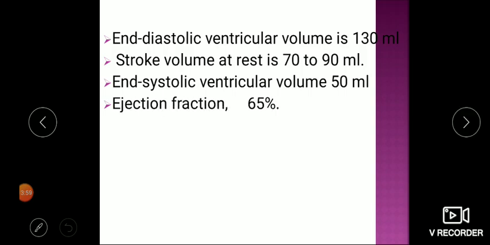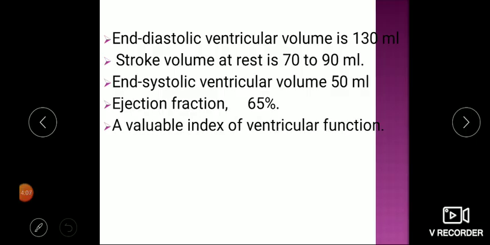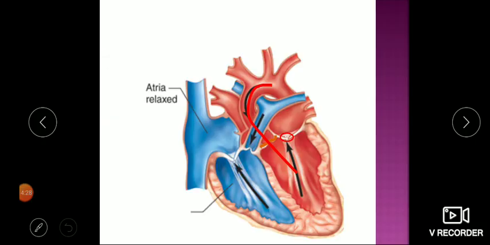So this is called the ejection fraction. It means around 65% of the blood is pumped by the ventricle in each beat. So it is an important indicator of ventricular function. It is grossly reduced in case of myocardial infarction or any heart disease. The ultimate function of the ventricle is to pump the blood. So if it is unable to pump the blood, we can say that ventricular function is affected. Under normal conditions, ejection fraction is 65%. So this is the index of ventricular function.